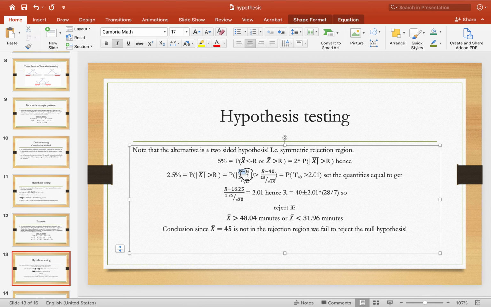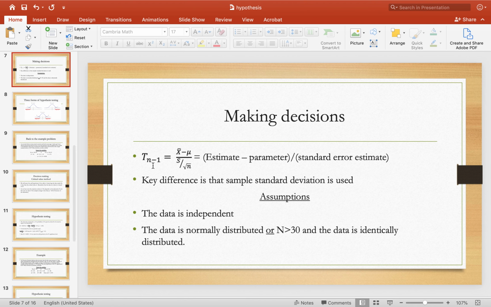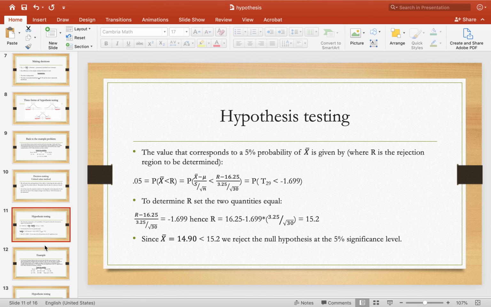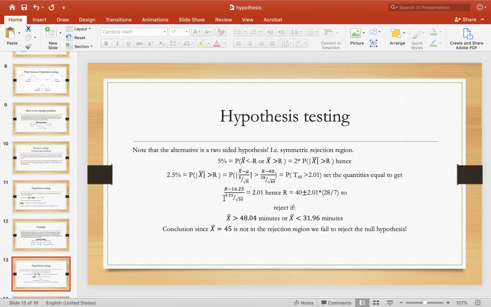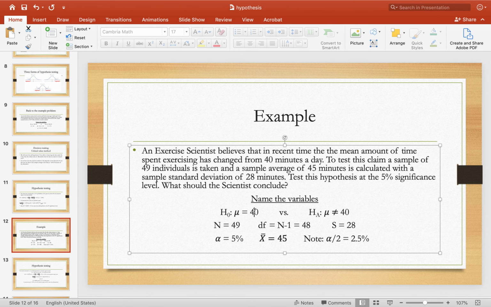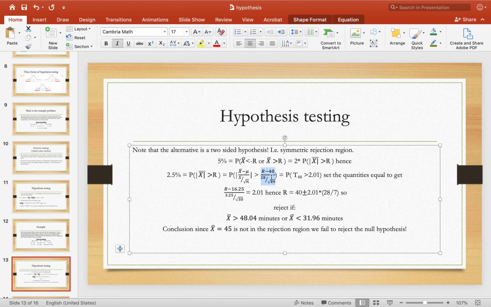Now, I can subtract the mean and divide by the standard deviation. I can use the fact that that's a t-distribution with n minus 1 degrees of freedom. So I get a t-distribution with 48 degrees of freedom, but remember the mean mu comes from the null hypothesis of 40 minutes. Null hypothesis 40 minutes right here. So I just plug in that number. I plug in the sample standard deviation, I plug in the sample size. So that's how I get this right-hand side here.